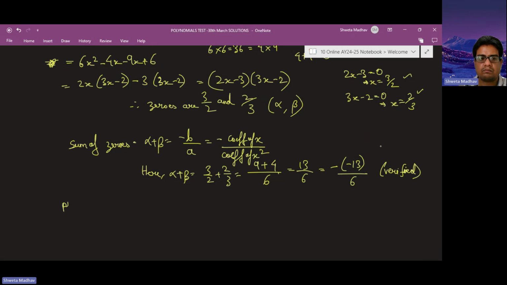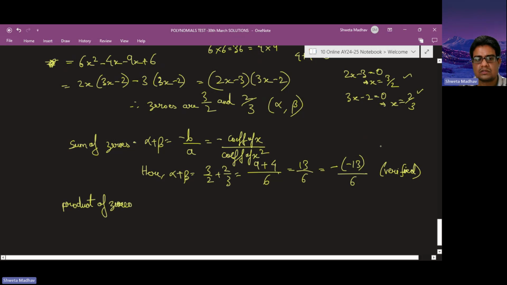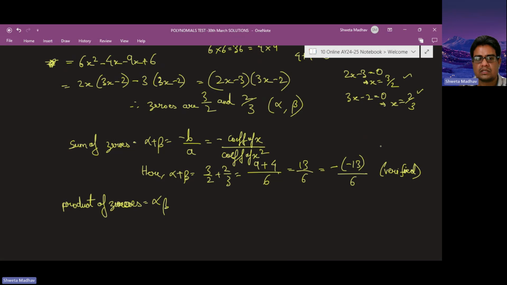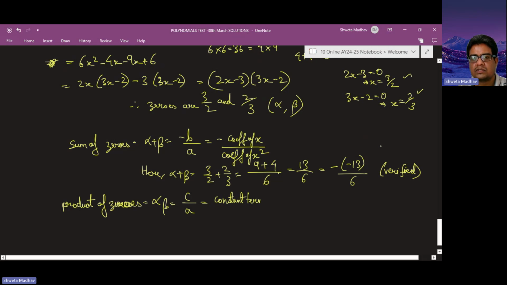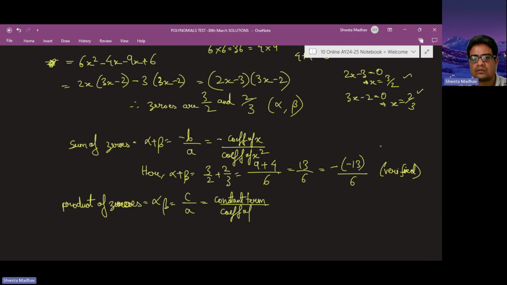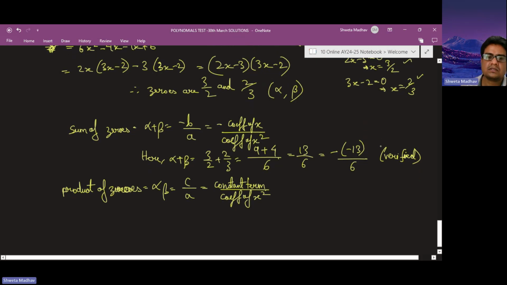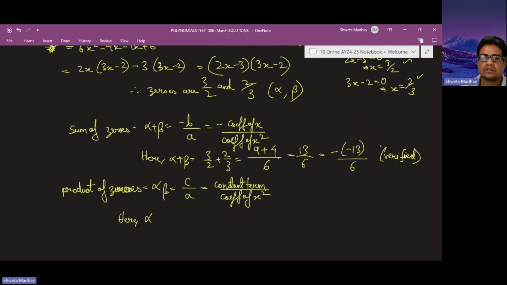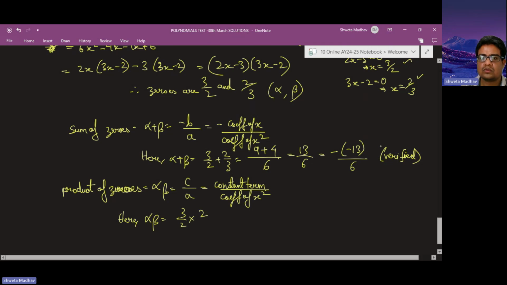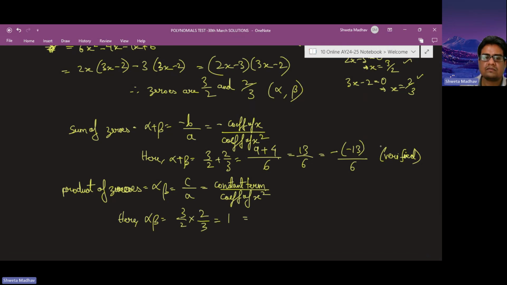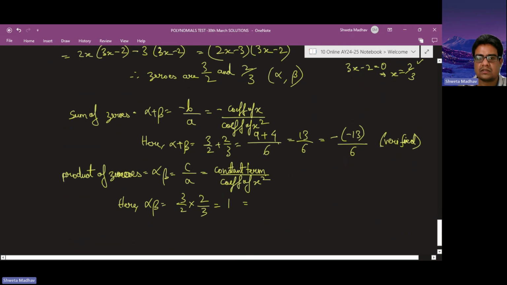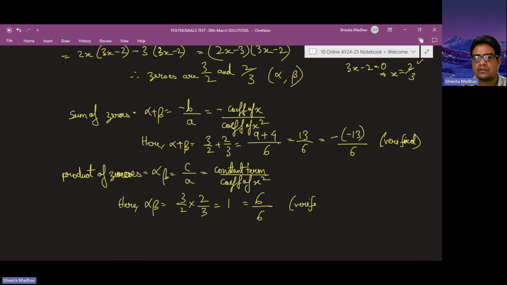And then we have to check the product of the zeros also. So as we know, product of the zeros, which is alpha into beta, that should be equal to c by a. C is the constant term, a is the coefficient of x square. So we have to check that if it is same as the constant term by the coefficient of x square or not. So here the product of the zeros, alpha into beta, will be 3 by 2 into 2 by 3, that is equal to 1. And which is obviously same as 6 by 6, since the constant term also is 6 and the coefficient of x square is also 6. So hence, this is also verified.